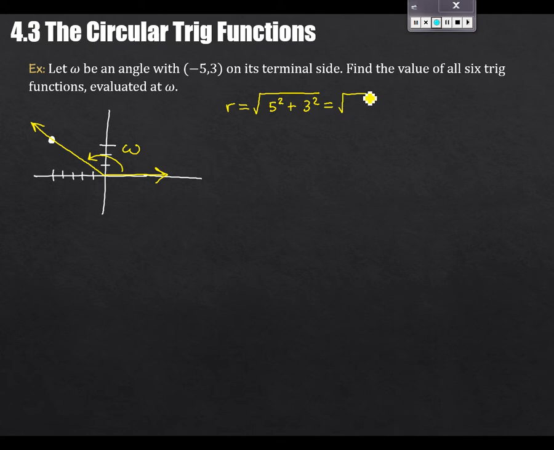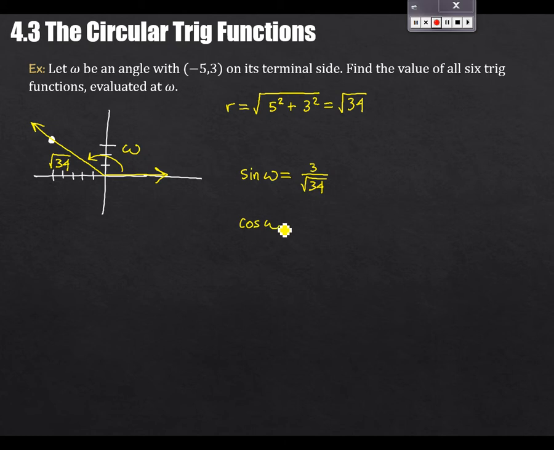(25 plus 9). It's not nice, but we can write it. It's the square root of 34, right? R is the distance we are away from the origin. Yeah, we'll just use that. So what's the sine? I think we're ready now to do it. What's the sine of omega? Y over r. So, yeah, 3 over root 34.